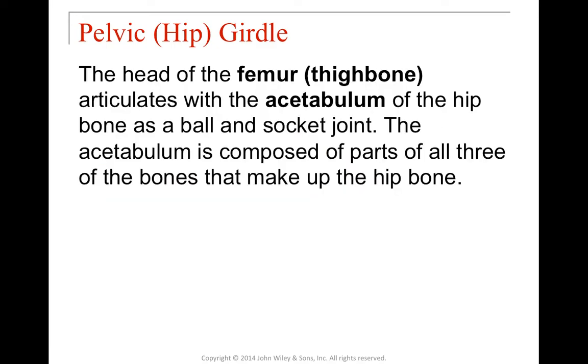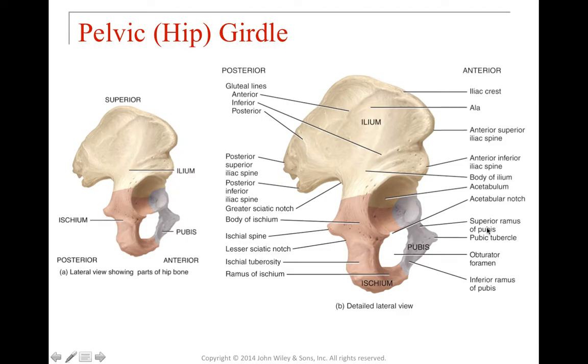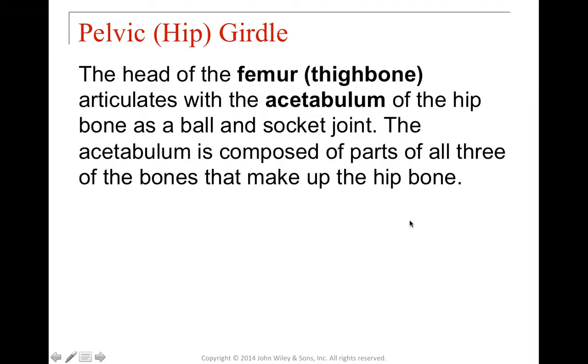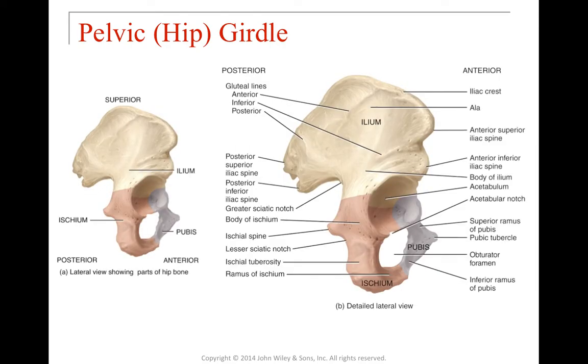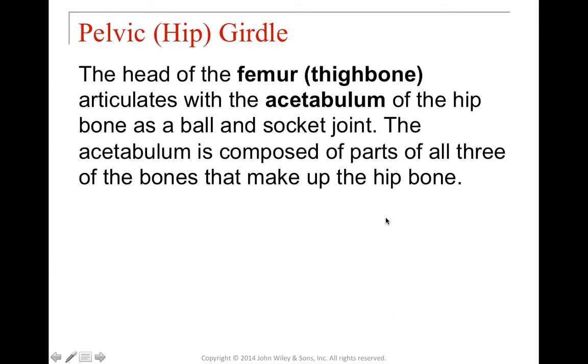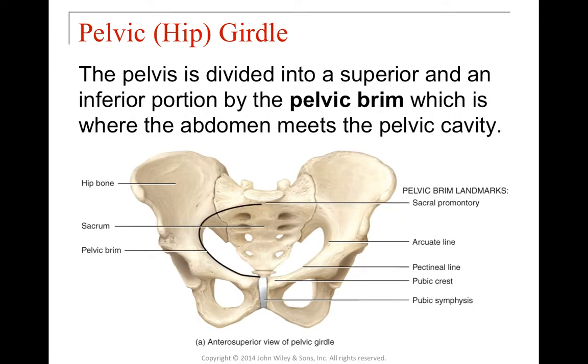Now, the head of the femur articulates with the acetabulum. So let me go backwards. Here's the acetabulum. You can see how the head of the femur would fit right on in there, right? So the head of the femur, or the thigh bone, is going to be basically a ball and socket joint, with the ball of the femur interacting with the socket in the hip. And the acetabulum is comprised of parts of all three of the bones that make up the hip bone. So even though it appears to be just one divot, it's actually comprised of three separate bones. So all of these bones are going to contribute to the acetabulum, which is again the region where we're articulating with the femur or the thigh bone.